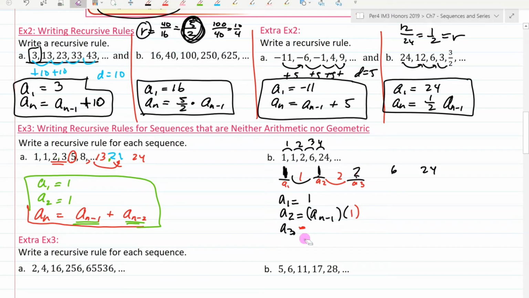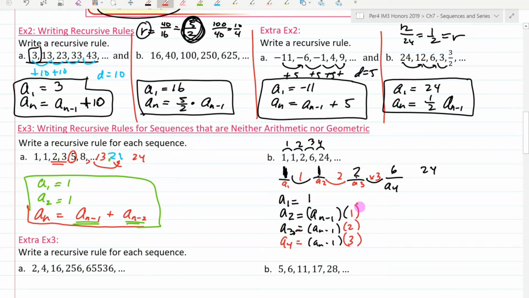So the third term is equal to the previous term times 2. Okay, now if I go to the fourth one, it's equal to the previous term times 3. We can't have these numbers change in our formula, so we have to tie them to the letter n.